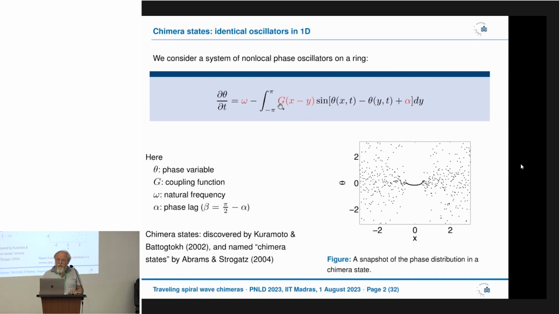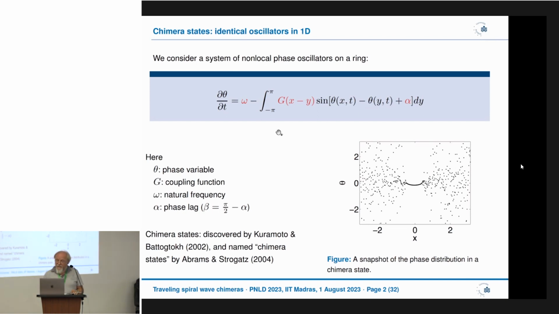And in the continuum model, in a continuum limit, this system is described by a non-local partial differential equation of this type, where the coupling kernel is up to you. You can choose how the oscillators are coupled. You have that sine theta x minus theta y. And then in addition, what we do is we introduce a phase lag parameter alpha, which is very important for the generation of partially coherent structures, of which the chimera state is the canonical example.